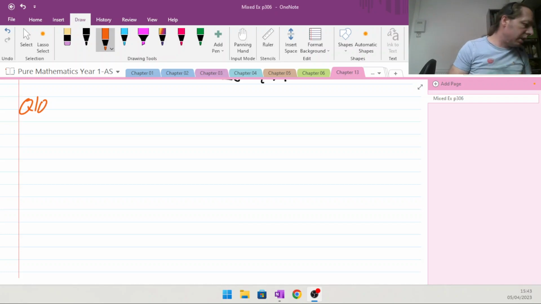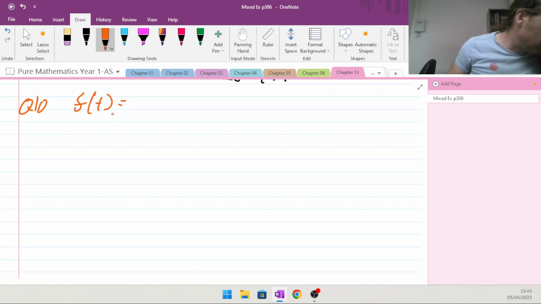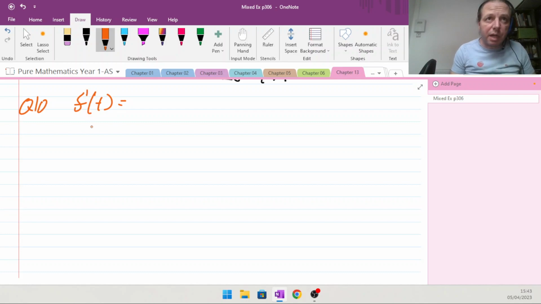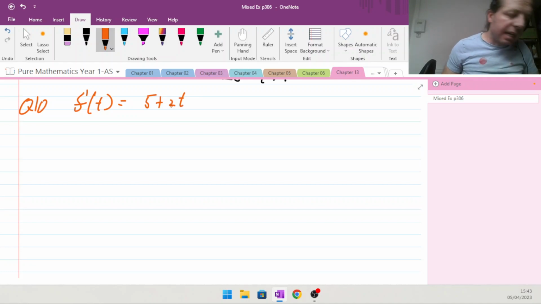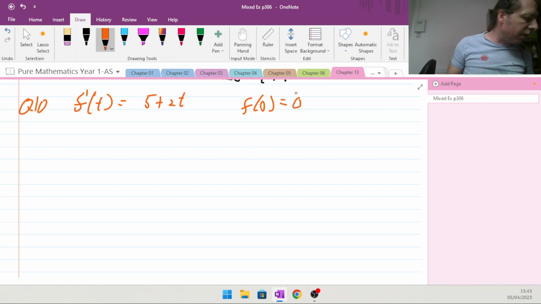Here we are, question 10 on chapter 13, integration. A cyclist travels down a straight road. The distance in meters for the cyclist from a fixed point after t seconds is modelled by the function f of t, where f dash of t is equal to 5 plus 2t. They tell us that when t is 0, f of t is also 0. Find an expression for f of t.